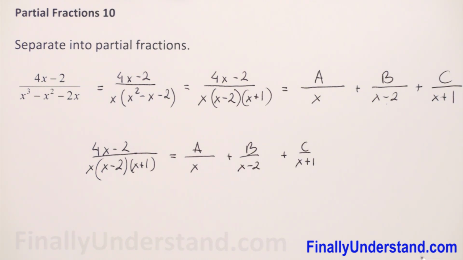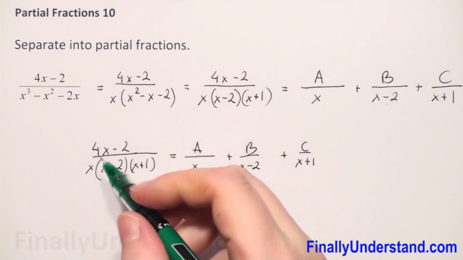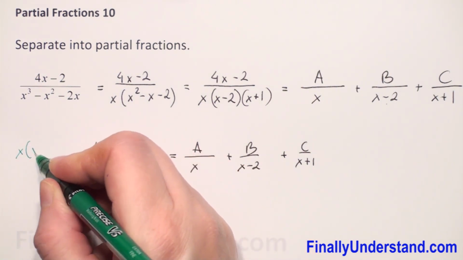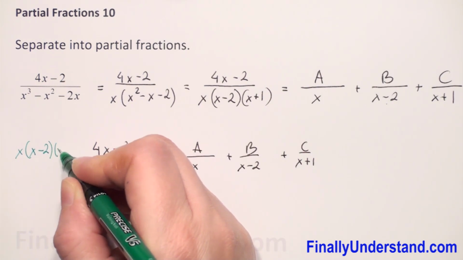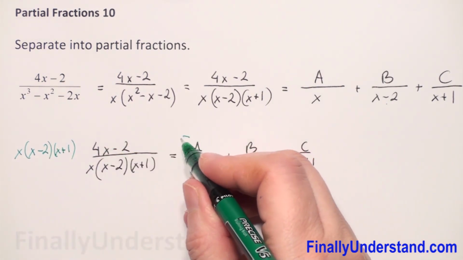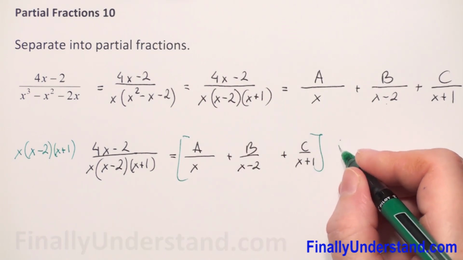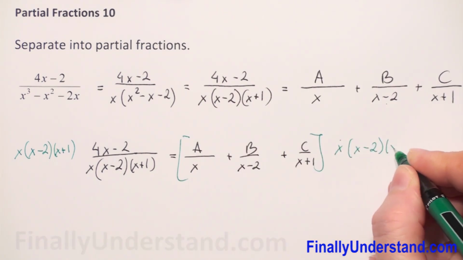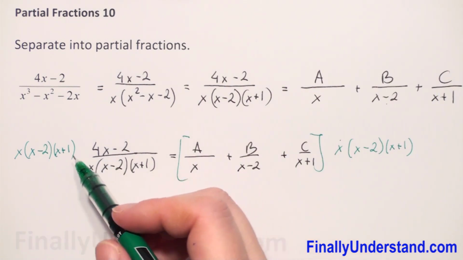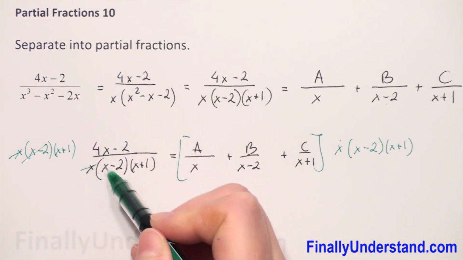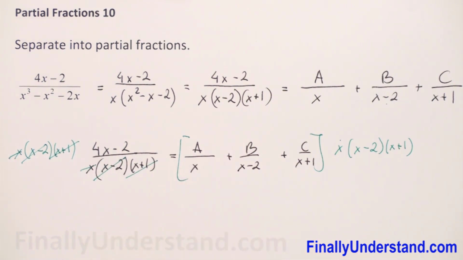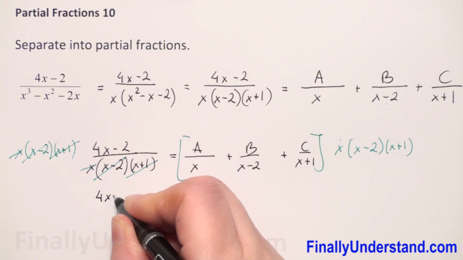So we will multiply both sides of our equation by the lowest common denominator, and always the lowest common denominator is the denominator of our original fraction. So it will be x times (x minus 2) times (x plus 1). We have to multiply both sides. And we see that x will reduce with x, x minus 2 with x minus 2, x plus 1 with x plus 1. So on the left side we'll have only 4x minus 2.